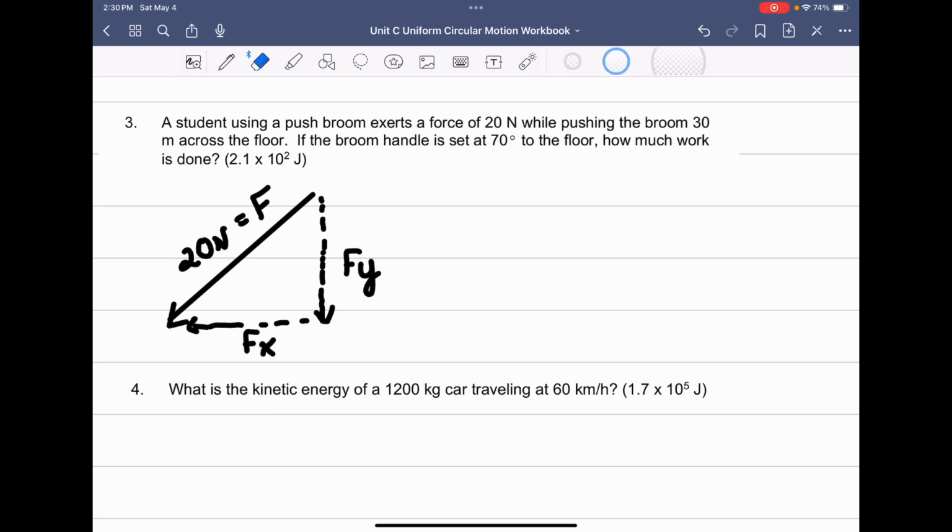which is Fx. And I'm just going to write this a little bit off to the side there. There we go, Fx. Now, we know that the angle is 70 degrees, so you want to fill that in here because they said it was 70 degrees to the floor or 70 degrees off the floor.